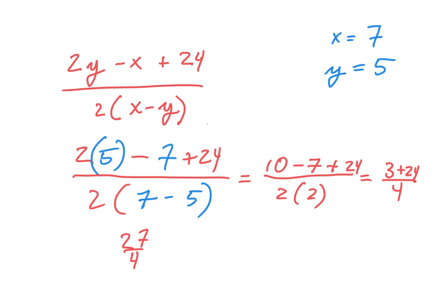And then since 27 is an odd number, 4 is even, it cannot be reduced. I will leave it as that. Improper fractions is my preference, and most of your future math teachers as well. Mixed numbers are nice if you're trying to explain it to others, but for our sake, we're going to leave it as an improper fraction. There you go, folks.